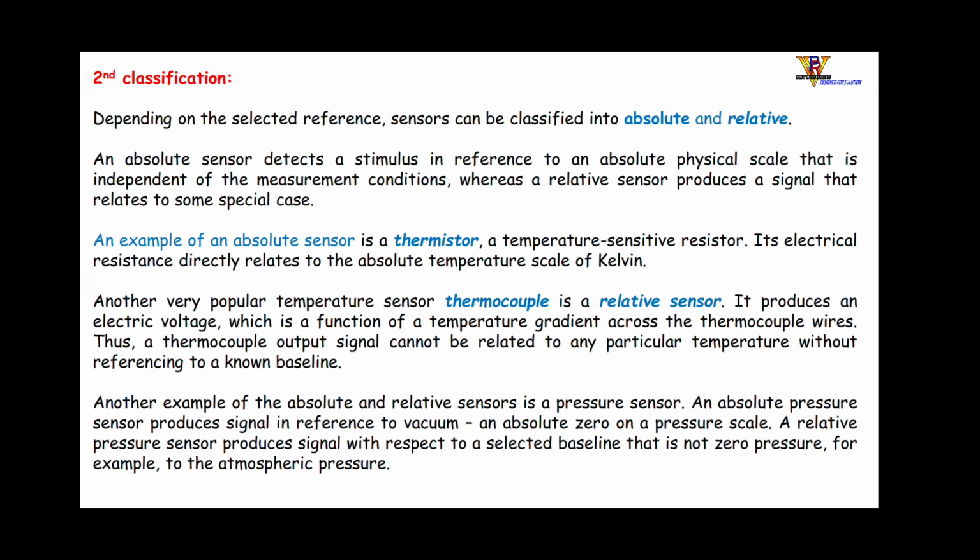Another example of absolute and relative sensors is a pressure sensor. An absolute pressure sensor produces a signal in reference to vacuum. So the absolute scale of pressure is vacuum, or absolute zero on a pressure scale. A relative pressure sensor produces a signal with respect to a selected baseline that is not zero, or we can say it can produce a signal with respect to atmospheric pressure. So it is always relative pressure. So this is the second classification.